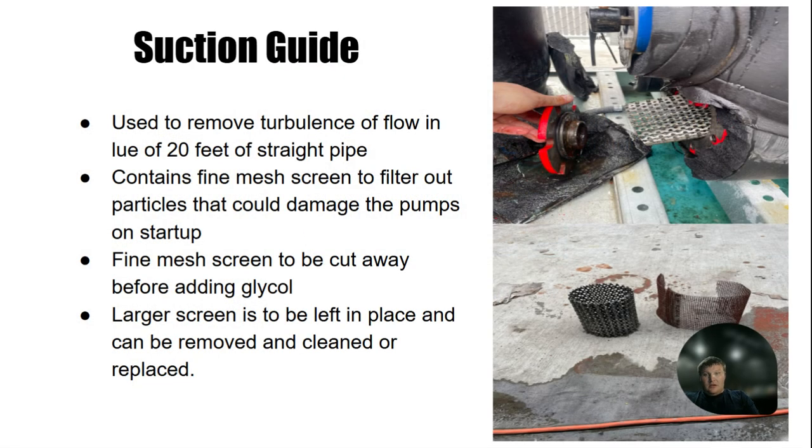Suction guide. Suction guide is used to remove turbulence of flow instead of 20 feet of straight pipe. It contains a construction screen that must be cut away. These screens are often missed on startup, and they need to be cut out before you add glycol to the system. The larger screen on there that you can see must be left in place because that's what is used to create laminar flow.